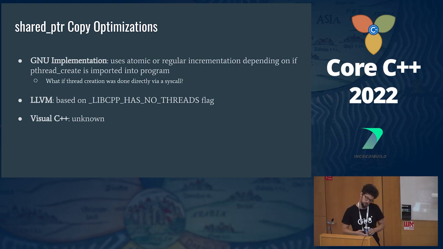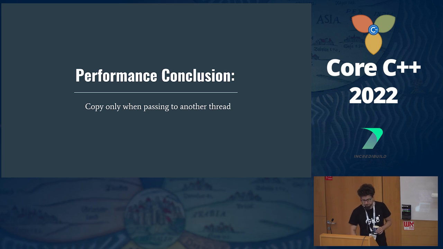LLVM is much simpler. They just check the flag libcpp has no threads. If it's on, no atomic. For Visual C++, I don't know. So I would suggest passing by value only if you're passing to another thread or you expect it has to be passed to another thread.